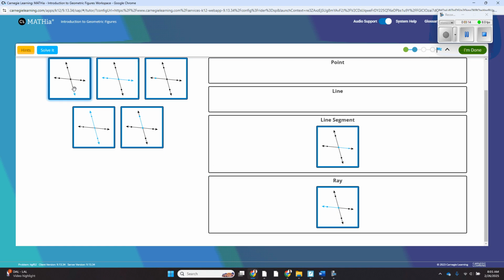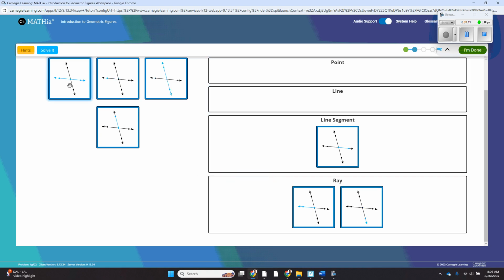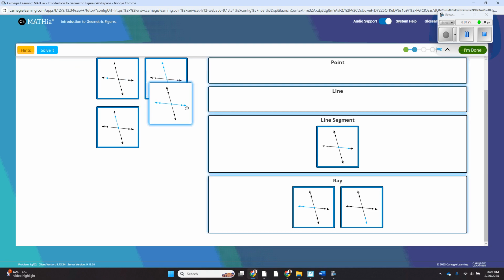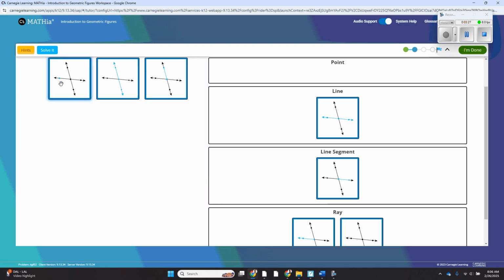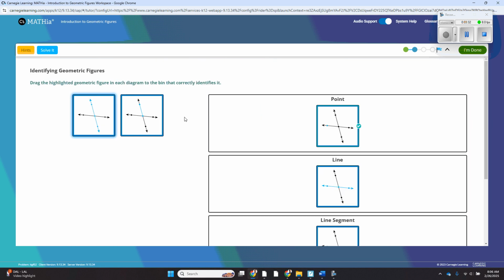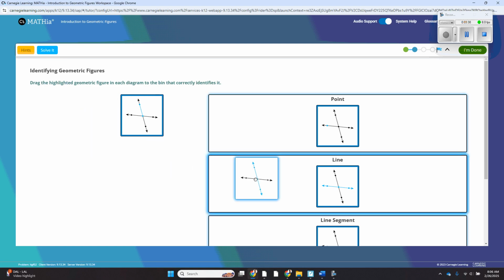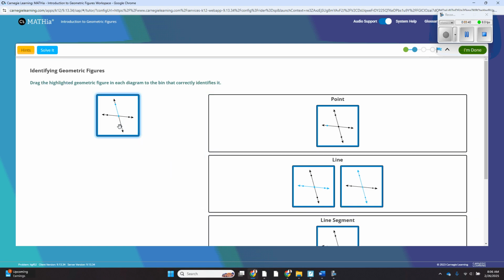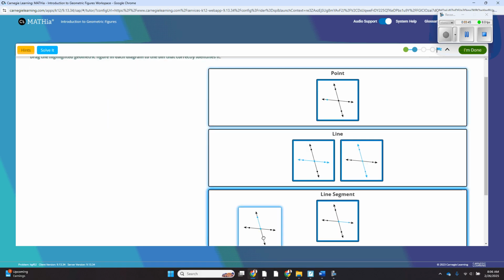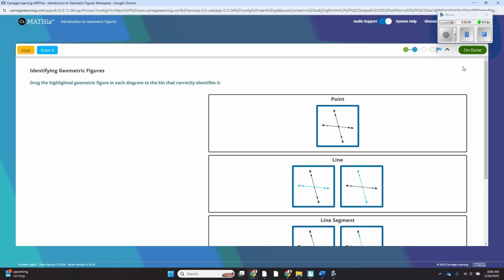Let's try this one. This is another ray. It starts at the dot and it goes forever in one direction. This one, you can see both arrows are highlighted, so this is going to be a line. It continues forever in both directions. Right here, just the dot is highlighted, so it's going to be a point in the top box. This one is another line. Both arrows are highlighted. And lastly, this one looks like one dot and another, with a line segment in between, so that's going to be a line segment. Just like that. All right, so we're done with that section, so let's hit done.